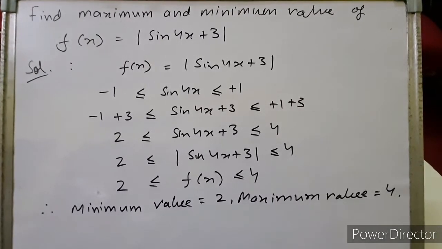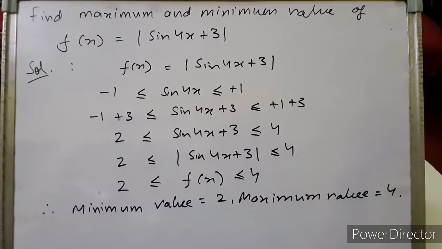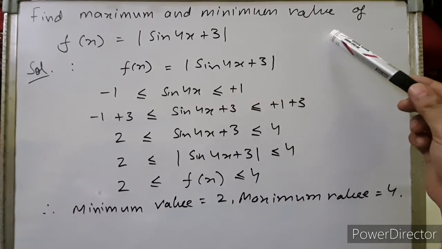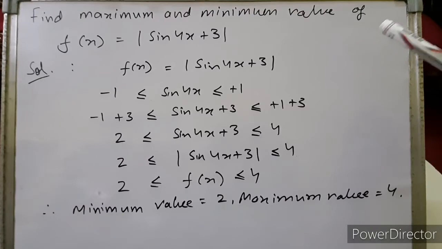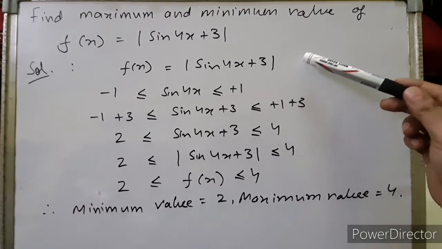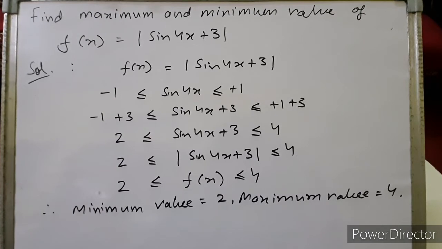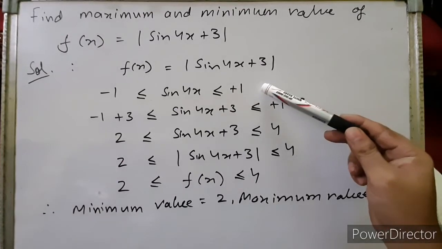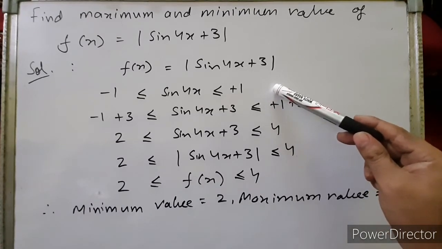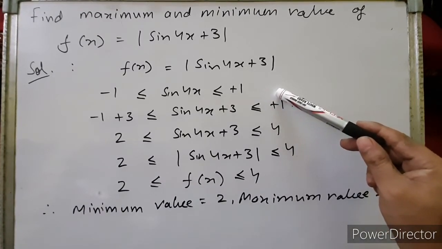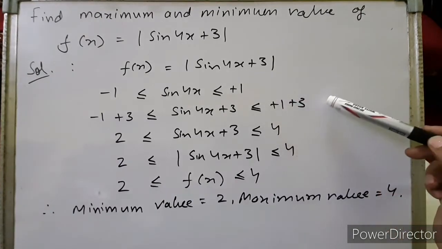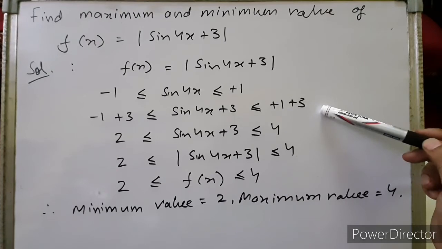Now children, let's see one more similar sum. Again the question is find the maximum and minimum value of the function mod of sine 4x plus 3. Right. Let's see the solution, children. The function is given as mod of sine 4x plus 3, and we know that sine theta is a periodic function. So the value of sine 4x will also oscillate between minus 1 and 1. So from here we can say that the inequality exists also for sine 4x. That means the value of sine 4x is also greater than or equal to minus 1 and less than or equal to plus 1. So when we add plus 3 in the inequality, what we'll get? Minus 1 plus 3 less than or equal to sine 4x plus 3 and less than or equal to plus 1 plus 3.